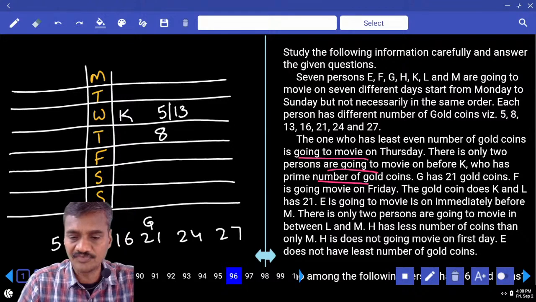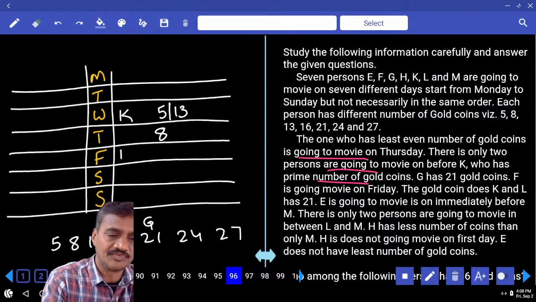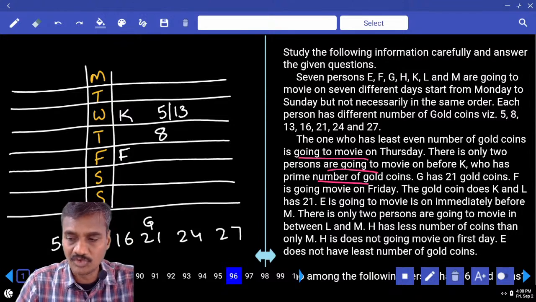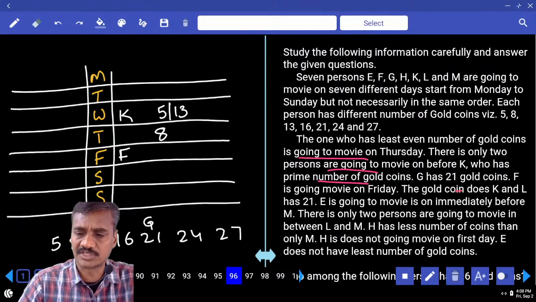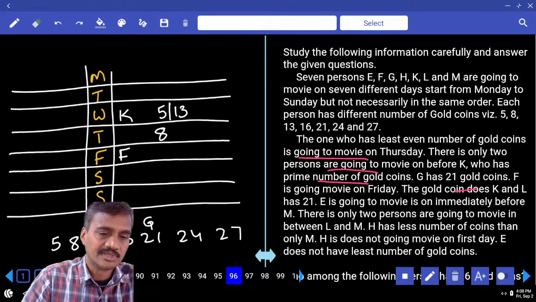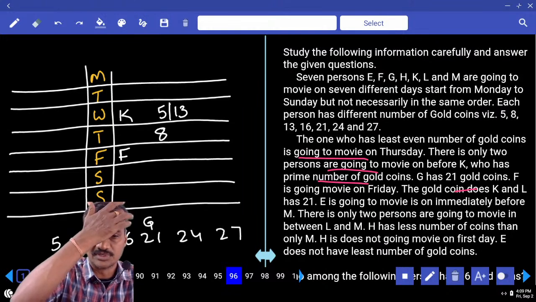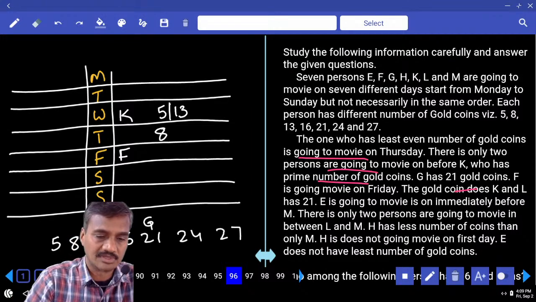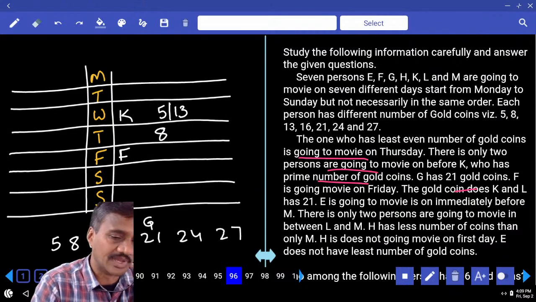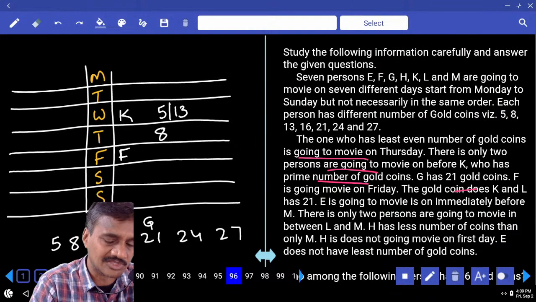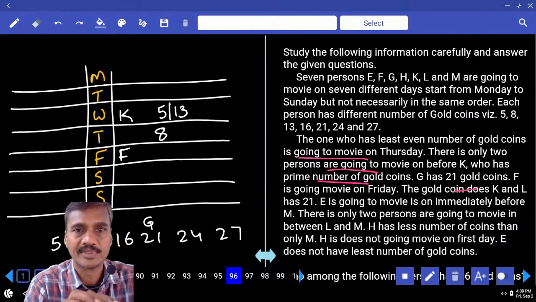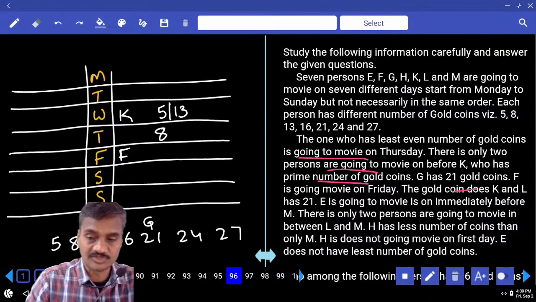And F is going to movie on Friday. The gold coins that K and L are having is 21. K and L equals 21. Hence, if K is 5, L will be 16. Or if K is 13, L will be 8. And there are 2 possibilities for this.